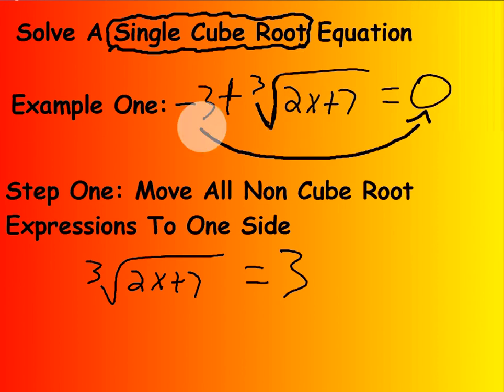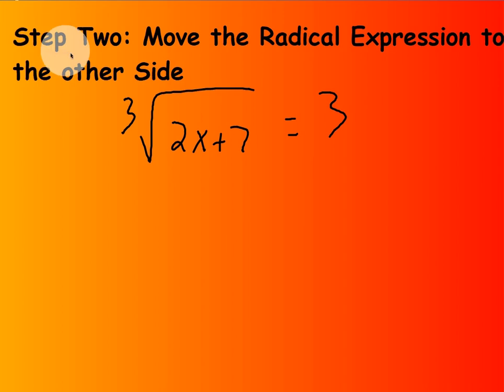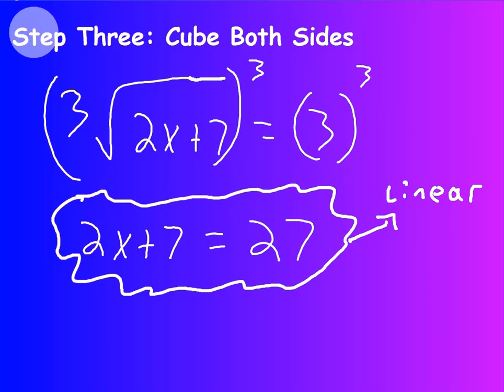So in this case, we're going to add 3 to both sides, and I can even do that here so you can see that. Alright, so now we have cube root of 2x plus 7 equals 3. That has finished our first step of moving that to the other side of the equation. Step 2 is to move the radical expression to the other side. So again, I would say just move it to the left. It's already moved, so I'm just going to put a check mark there and move on to the next step.